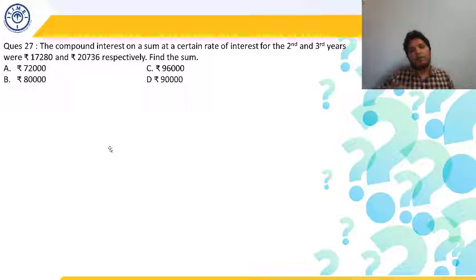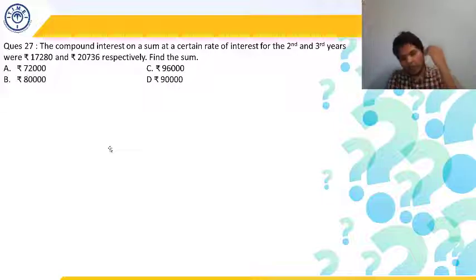So compound interest is amount minus principal. So what could be the formula for compound interest, which we have discussed in SICA? It is going to be amount minus principal. And what is the formula for amount? It is P(1 + R/100)^n, where n is the number of years, R is the rate of interest, P is the principal.